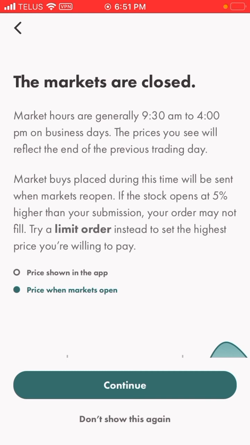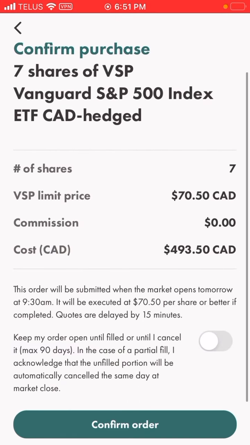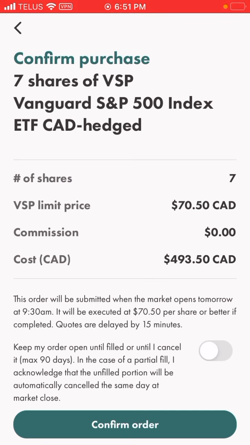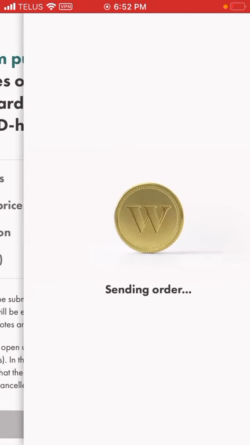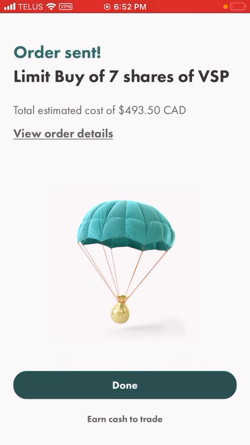And then if you click continue in here, you can see the limit price that we specified is $70.50. If tomorrow the price of VSP is more than $70.50, we are not going to buy it. But if tomorrow the price of VSP is less than $70.50, it is going to be automatically bought tomorrow if we confirm this order. So I'm going to confirm this order in here, and then done.